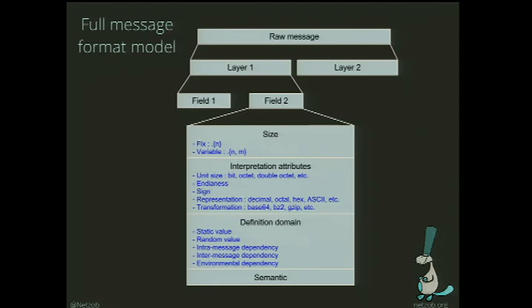You have some transformation attribute. We will talk about that just after. And you have the definition domain of the field, how it varies, what are the authorized values for this field. This field can be static, random, and can have some dependencies on other fields or on other messages. And you have an optional characteristic, which is a semantic, sorry. And the semantic is optional because you don't always need to understand the meaning of a field to generate traffic. You can just replay traffic and it will be okay for real implementation.